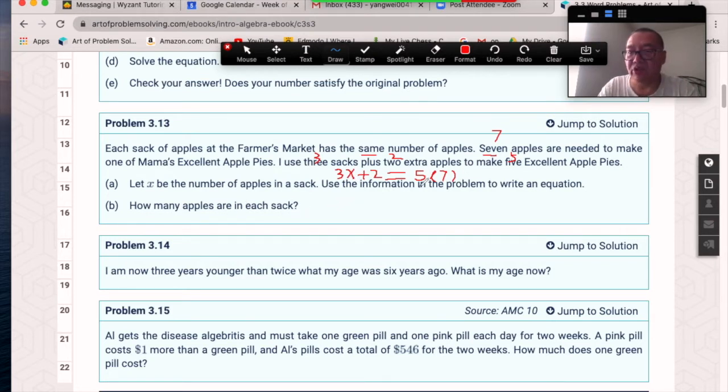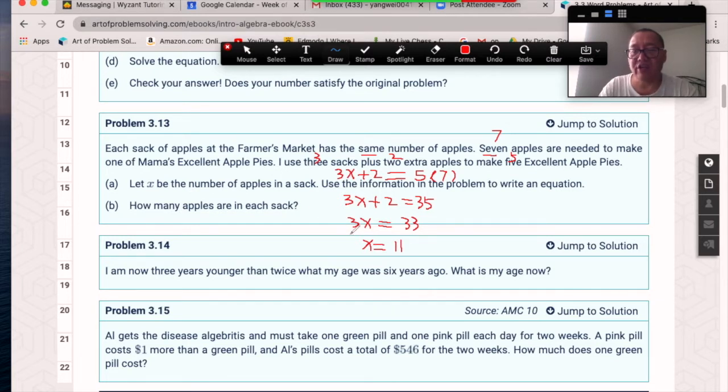Then they ask you how many apples are in each sack. So that means you need to solve this equation. This equation is very easy. First, simplify both sides. You get 3x plus 2 equals 35. Then isolate the variable. We need both sides minus 2, get 3x equals 33. Then both sides divided by 3, we get x equals 11. So our answer is 11.